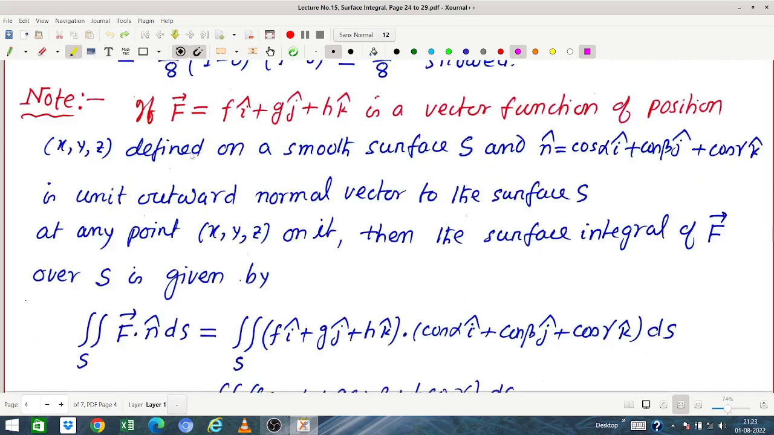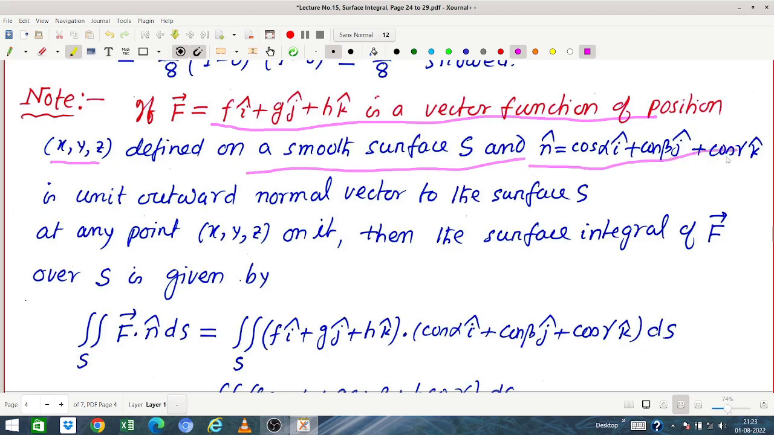Now one note. If f vector is f i cap plus g j cap plus h k cap, a vector function of position x, y, z defined on a smooth surface S, and n cap is cos alpha i cap plus cos beta j cap plus cos gamma k cap, a unit vector normal to the surface. Cos squared alpha plus cos squared beta plus cos squared gamma we know is 1, if alpha, beta, gamma are the direction angles of the vector. Cos alpha, cos beta, cos gamma are direction cosines, so l squared plus m squared plus n squared equals 1, as we know for direction cosines. Here, when we add cos squared alpha, cos squared beta, cos squared gamma, we get 1, so this is a unit vector.